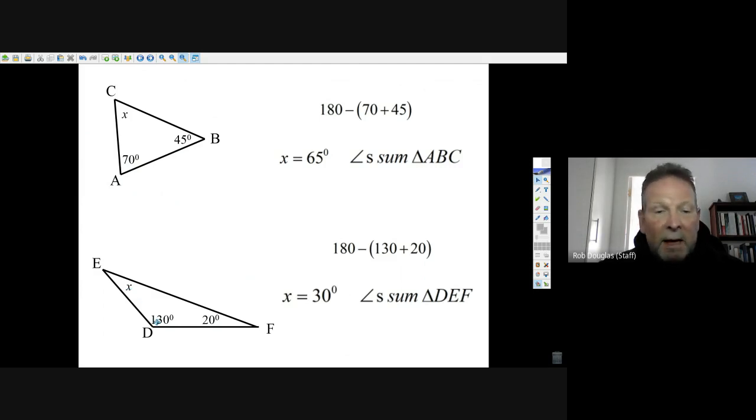Well, we just do exactly the same thing as we did in the last question. We add these 130 and 20 degrees together, and then we go 180 minus, and that's going to give us our answer. Well, 130 plus 20 is 150. And 180 minus 150 means that X, this unknown angle, must be 30 degrees. And the reason is because the angles sum in triangle DEF. You don't have to write they sum to 180. That's just given. And this is exactly the way you have to write the reason.